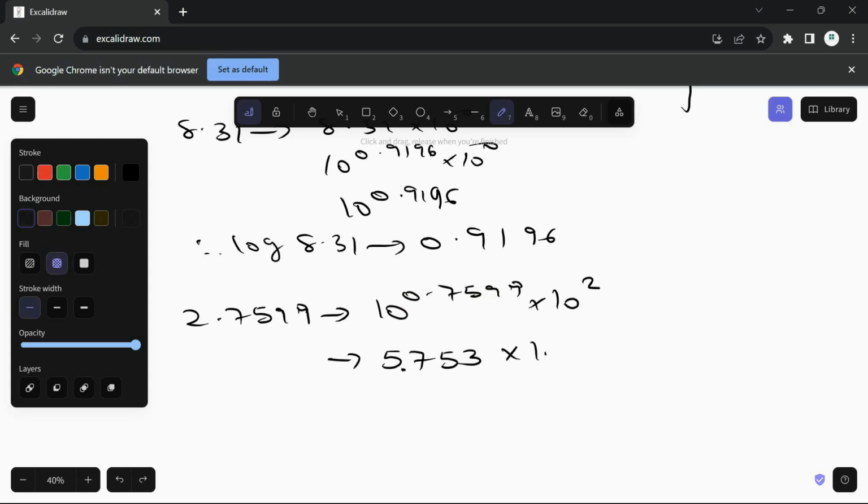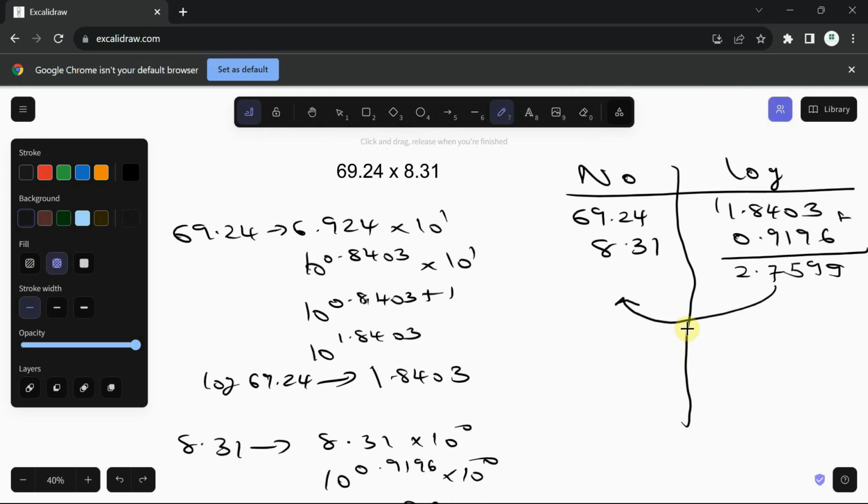Times 10 raised to the power of 2. 10 raised to the power of 2 is 100. So if I multiply these two, this will give me 575.3. So if I convert this log back to a number using the anti-log table, I'm going to have 575.3.